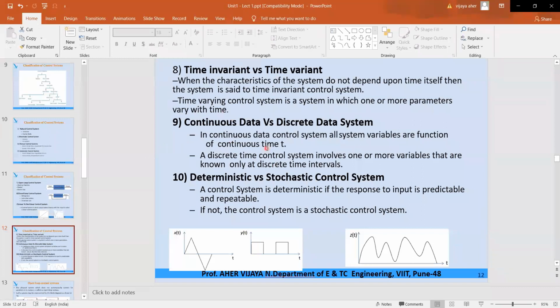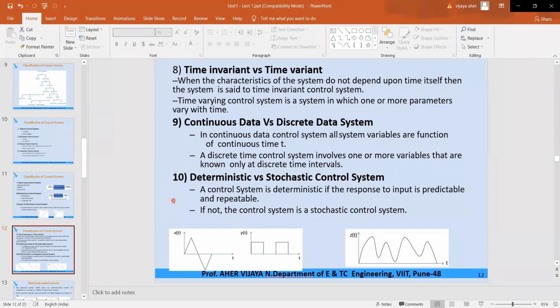The next one is continuous data and discrete data system. In DSP you will learn discrete data systems and signal processing. So here just remember these two words, continuous data and discrete data system. In a continuous data control system, all system variables are functions of continuous time, t. A discrete time control system involves one or more variables that are known only at discrete time intervals. That is nothing but a discrete control system.